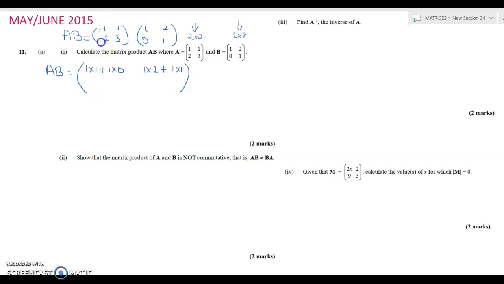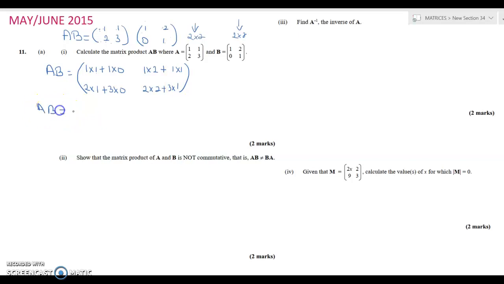Now we're going to go to second row, first column. So again, 2 times 1 plus 3 times 0. You see how the numbers are repeated? That's a trick we learned earlier on. And then second row, second column: 2 times 2 plus 3 times 1. And from here, we're just going to simplify.